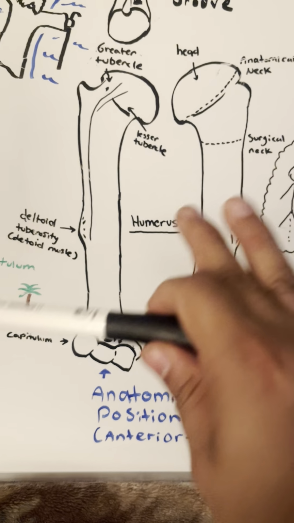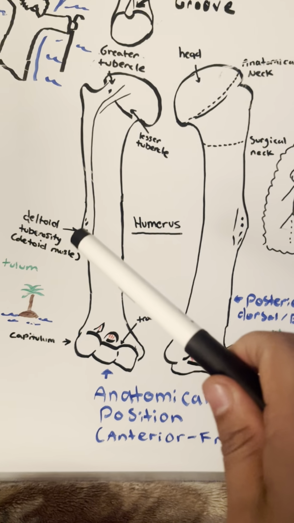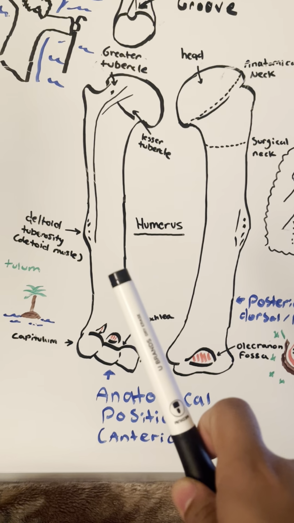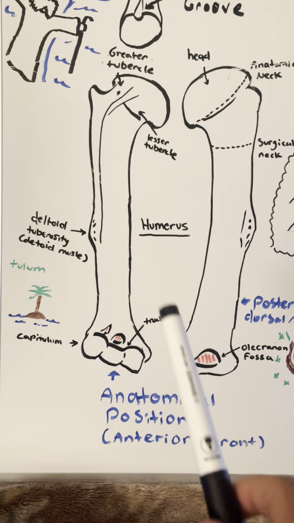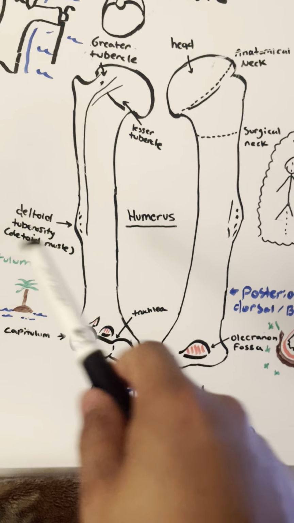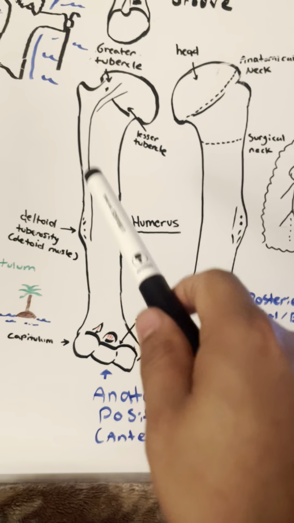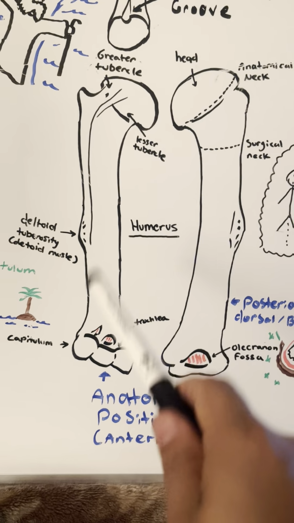So it's going to be a rough surface, and the reason why it's rough is actually because of the deltoid muscle that attaches to it. And usually this doesn't happen unless it's a muscle that directly attaches to a bone, and that's what creates these rough little imprints on the bone.